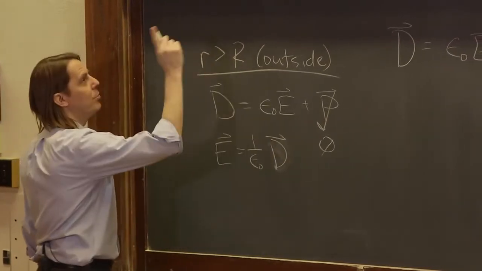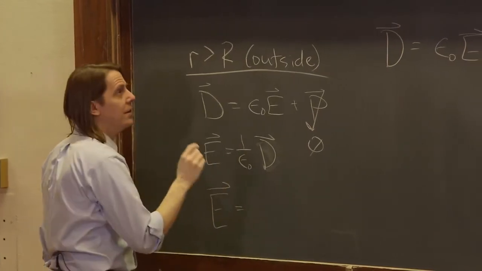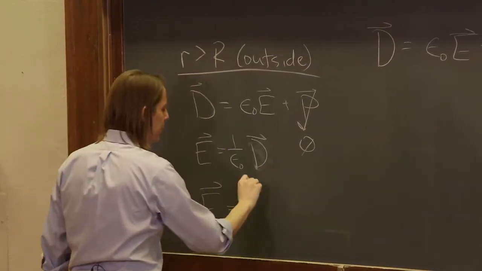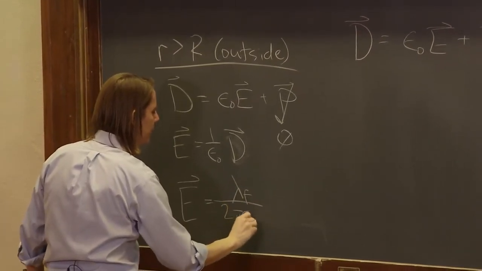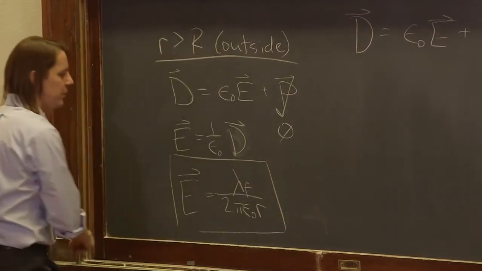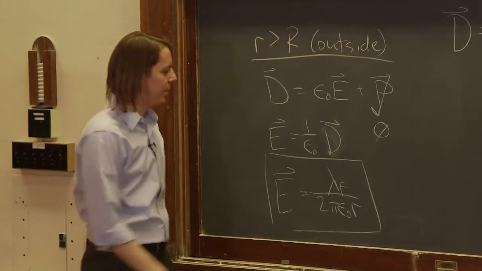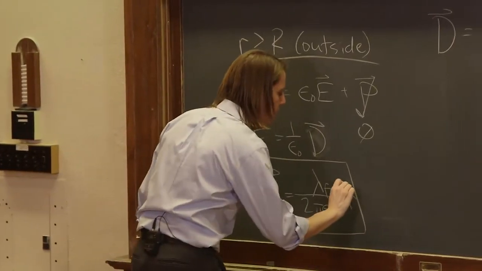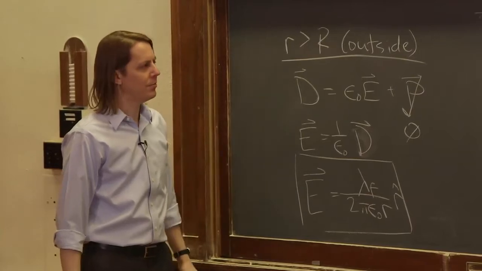And then if we just plug into what we had for D, we get that the E field outside the dielectric, R bigger than R, is lambda F over 2 pi epsilon naught R, which is exactly what we expect from Gauss's law for a line of charge, right? Lambda over 2 pi epsilon naught R, R hat. So our displacement field on the outside, everything worked out fine.